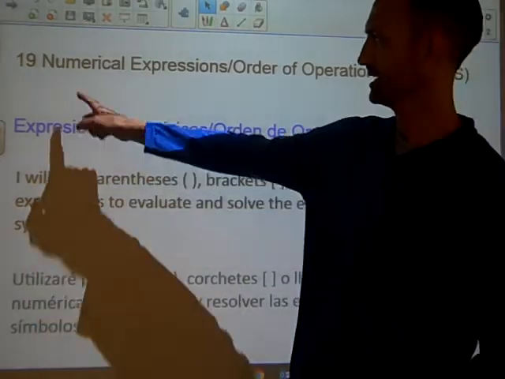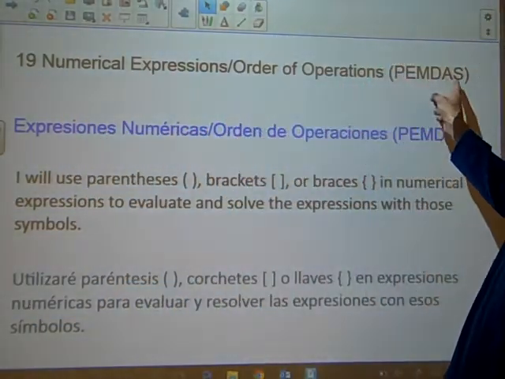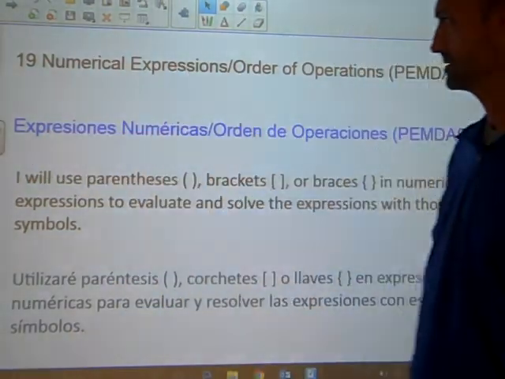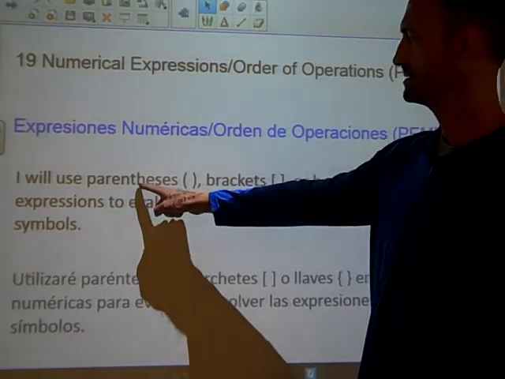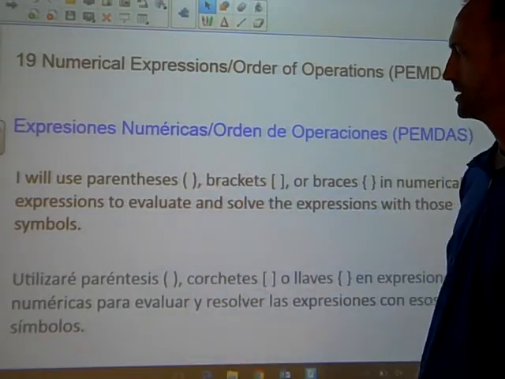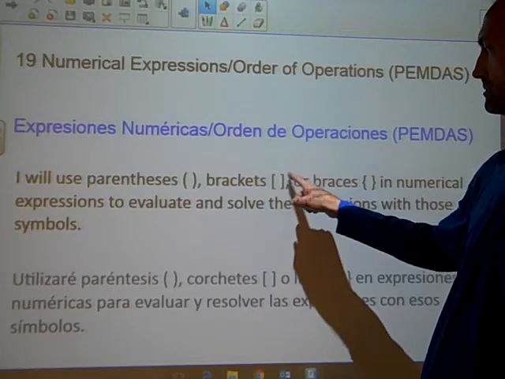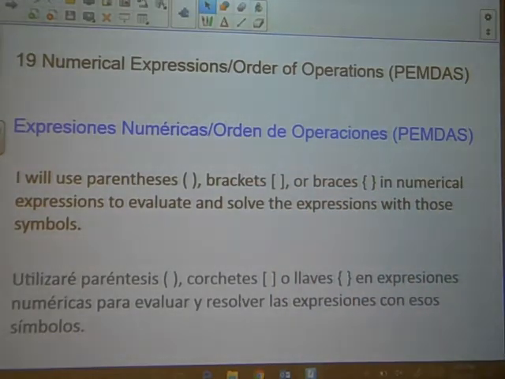At the top of page 19, please write this again, like you did in your table of contents: numerical expressions, order of operations, PEMDAS. Please write that at the top. And then your goal, right underneath that on the first line, says I will use parentheses, they look like that, brackets, or braces in numerical expressions to evaluate and solve the expressions with those symbols.